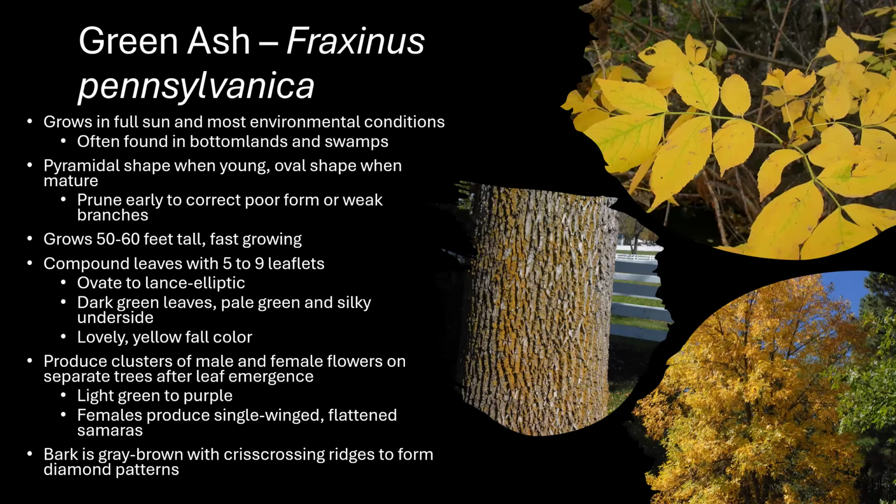This is a more fast-growing ash species, and it gets about 50 to 60 feet tall. Again, it has that compound leaf structure, about 5 to 9 leaflets that are ovate to lanceolate in shape. You can see that with the top image here. It is generally dark green with a silky, paler green underside. And then, of course, in the fall, it gets that lovely yellow color that ash trees typically get.